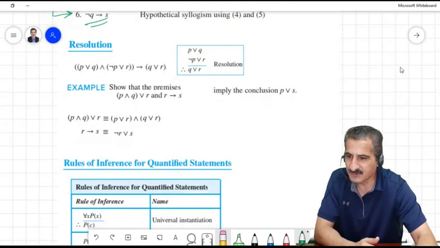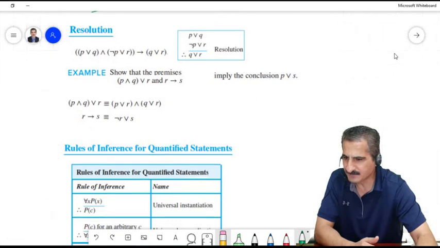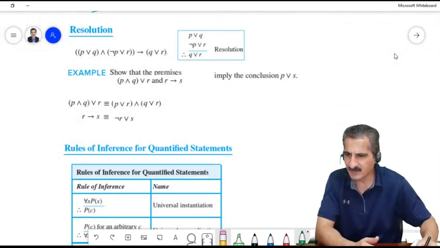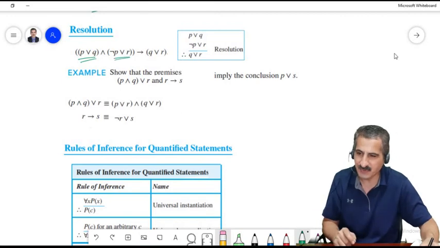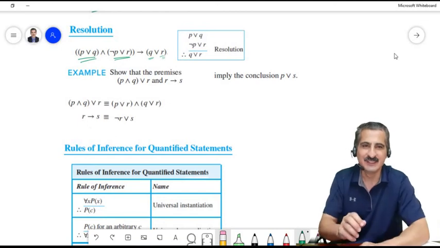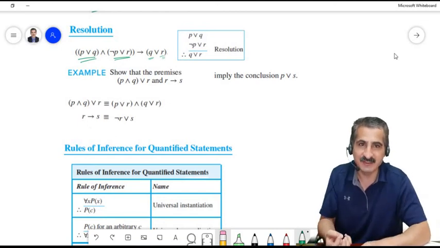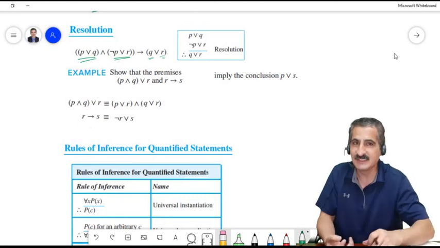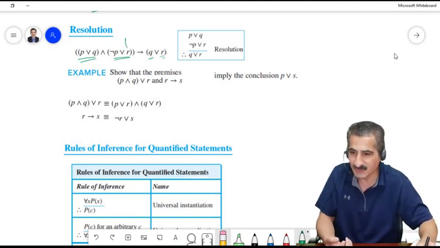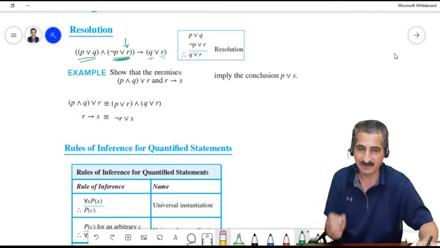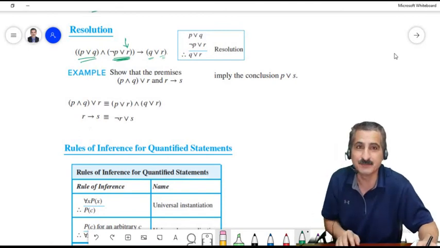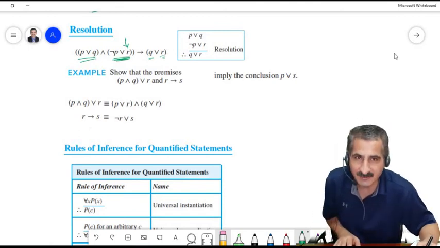Okay, resolution. I already said I like this resolution. I will explain it again. This says if we have P or Q, and not P or R, then we must have either Q happening or R is happening. Again, let me explain it again. If P is happening, then not P is not happening. And so we must conclude R is happening because we either have not P or R. Okay? If P is happening, then not P is not happening.